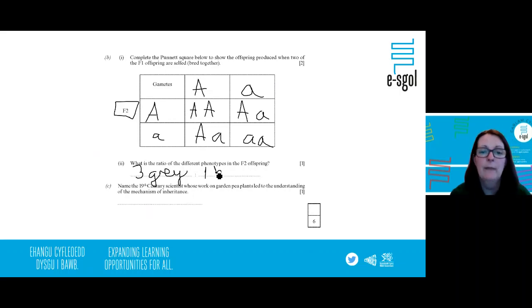And then finally, we need to name the 19th century scientist who worked on the pea plants that led to the understanding of this. And that person, if we remember, was Gregor Mendel. So that's quite a nice straightforward question that you can answer and interpret very easily.